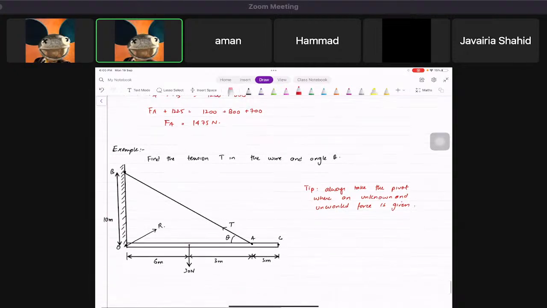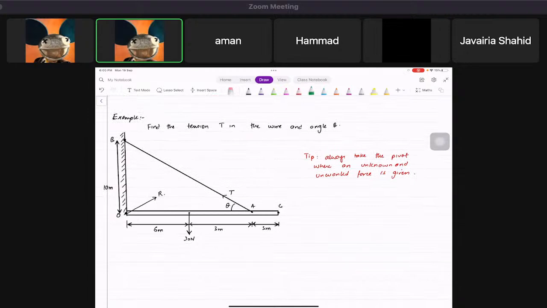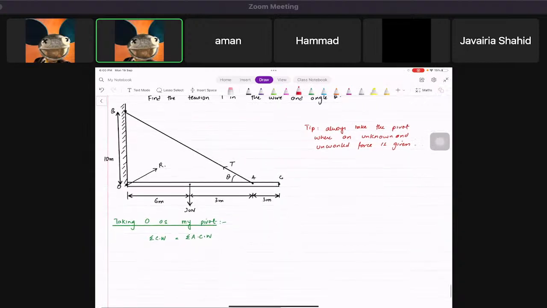So keeping that in mind, I'm taking O as my pivot. Okay, now if I take O as a pivot and then I do sum of clockwise equals sum of anti-clockwise, then what I'm going to get is, okay, so first force is 30, about O, this is going to turn it clockwise.